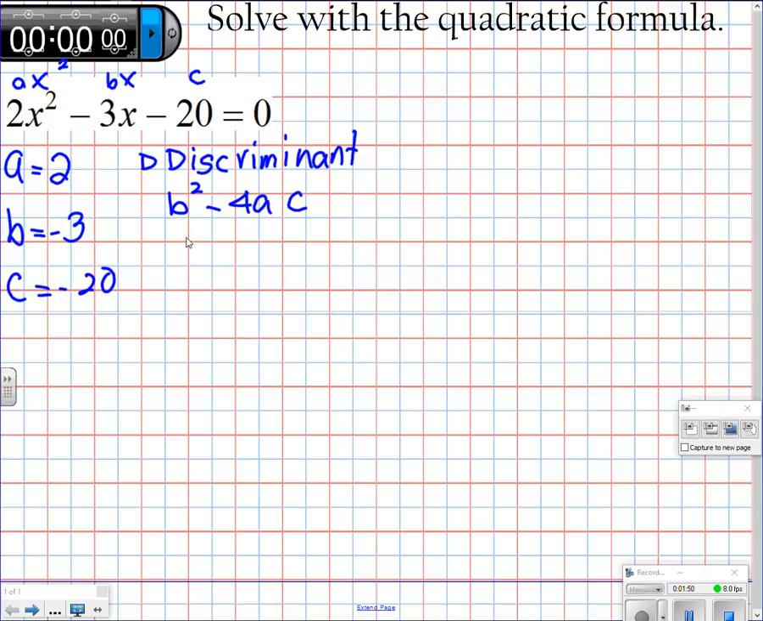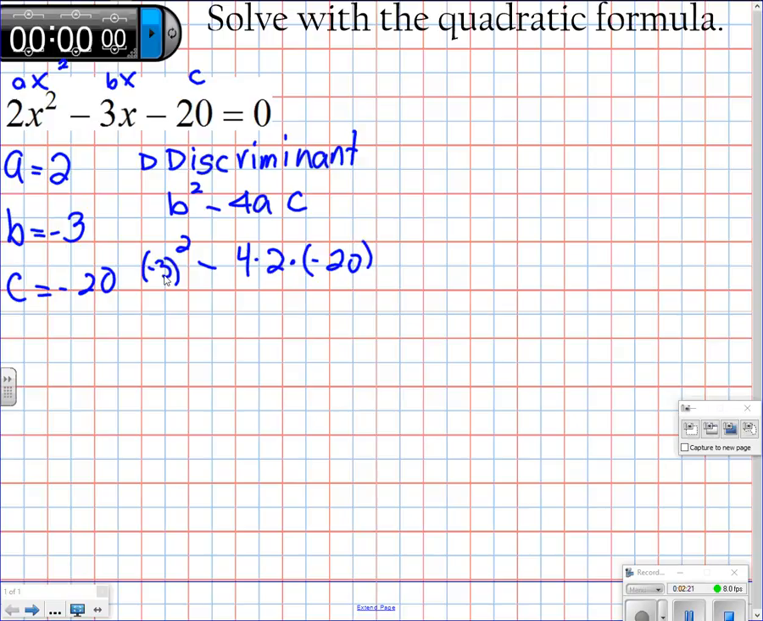I'm going to write this because this will never change. What is the b value? The b value is negative 3, and because it's negative, put it in parentheses: parentheses, negative 3. Then minus 4 multiplied by a. A is 2, so I'm going to put in the 2. Multiply by the c value. The c value is negative 20, and because it's negative, I put it in parentheses.